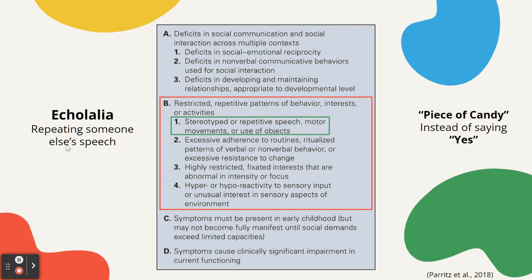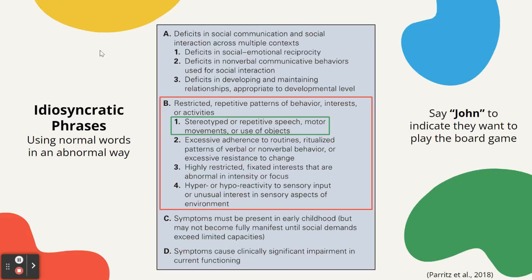So, for example, if somebody would ask the child, "Do you want a piece of candy?" instead of saying yes, they'll just say, "Piece of candy." And that is replacing the yes, to indicate they are saying yes to the candy. They also can engage in idiosyncratic phrases, using normal words in an abnormal way.